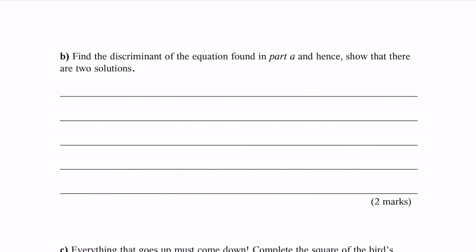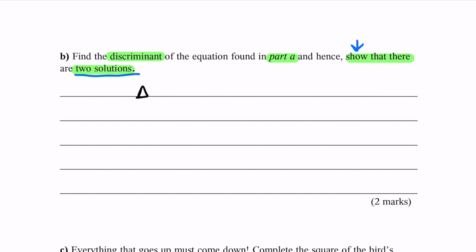Okay, question 2 says, find the discriminant of the equation found in part A and hence show that there are two solutions. Now, I just want to talk about show that questions. It is there to get you to start somewhere else and prove that this is the situation. It's not as clear as probably the next ones, but show that is a very important type of question. So pay attention to that word.